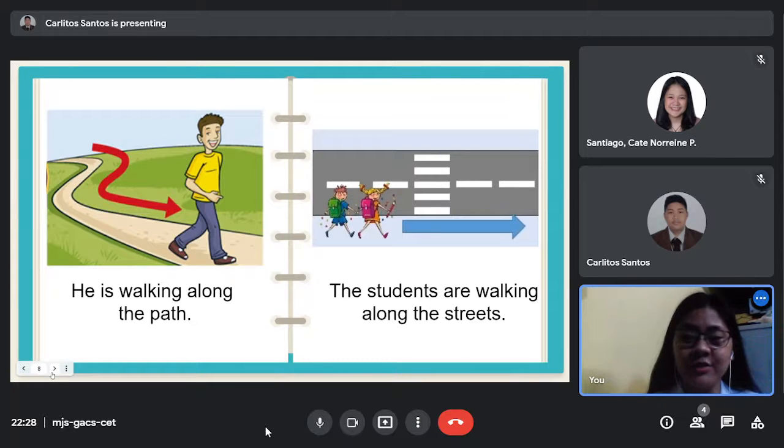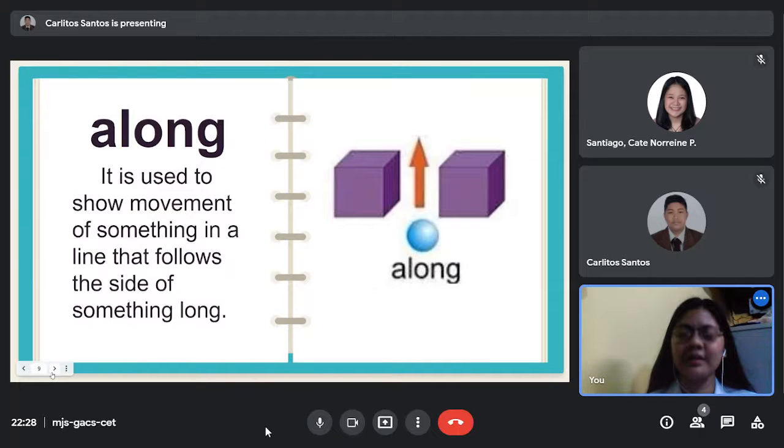Okay, someone answered that they observed that the two sentences have the word along. Okay, that is a good observation. Then let's have the meaning of along. Along is used to show movement of something in a line that follows the side of something long. Again, the meaning of along here is used to show movement of something in a line that follows the side of something long.